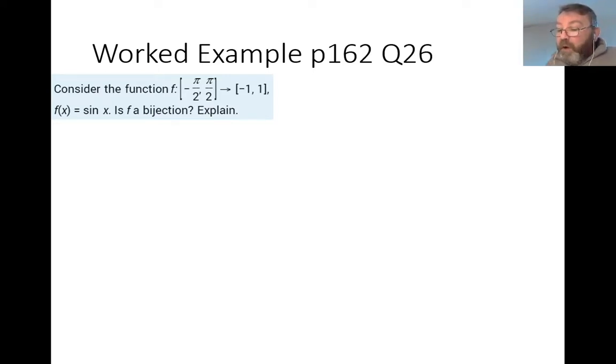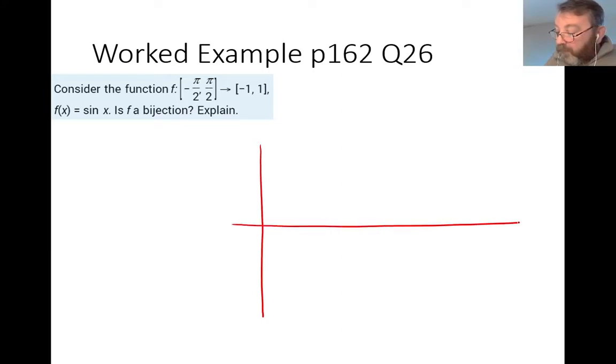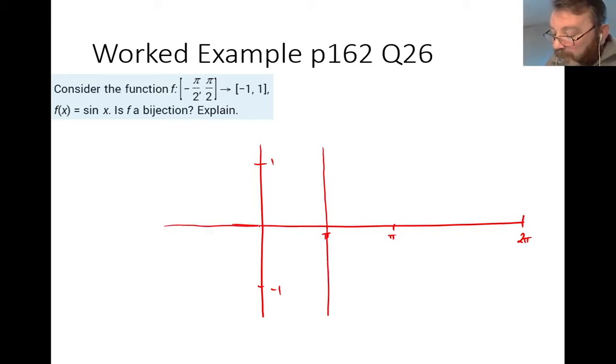Consider the function f running between your domain of minus pi over 2 and pi over 2 and your range minus 1 and 1. Okay, so we're doing the sine of x. Now, sine of x, as we know, goes from 1 to minus 1. And it runs out, as we're told, only as far as pi over 2. Now, that's 2 pi, that's 360, okay? That's pi there, and that's pi over 2. So we're only working in here, between those two red lines. We're only working between minus pi over 2, back here, and pi over 2.